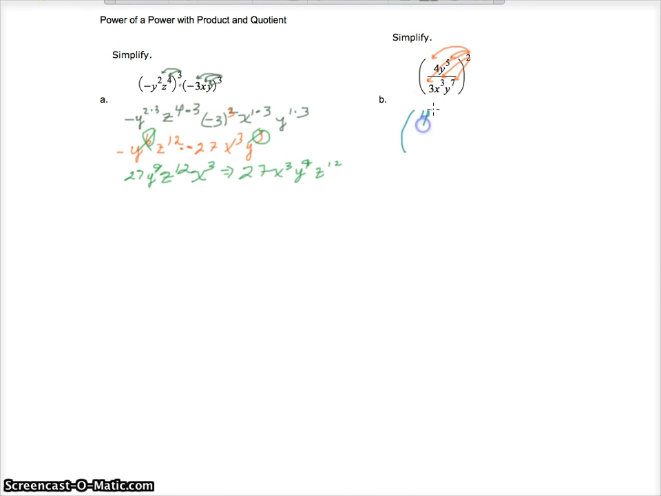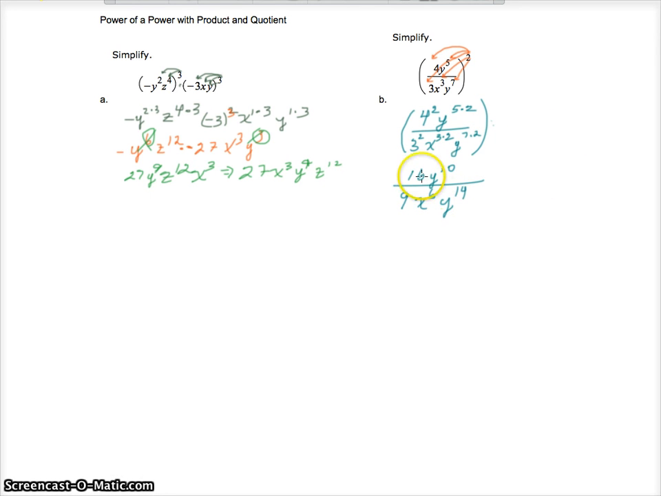So I'm going to have 4 squared y to the 5 times 2 over 3 squared x cubed times 2 y to the 7 times 2. Alright, 4 squared, 16. 5 times 2 is 10, so y to the 10. Let's look at the bottom. 3 squared is 9. X cubed times 2 is x to the 6th. Y to the 7 times 2 is y to the 14.